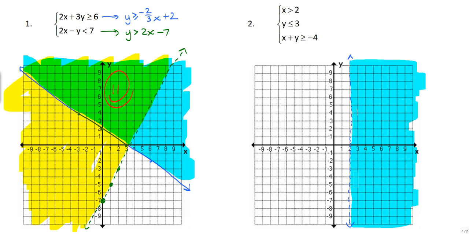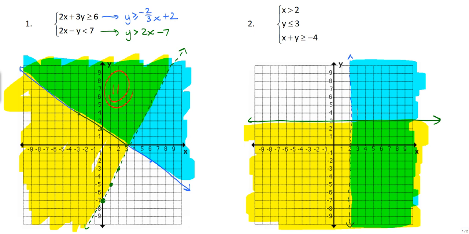Next step, y is less than or equal to 3. So remember, y is less than or equal to 3, solid line at y equals 3, which is a horizontal line. And then we need to shade below. We're going to need to shade below that one. Okay, so that's only 2 of our lines, so we still have more coming.